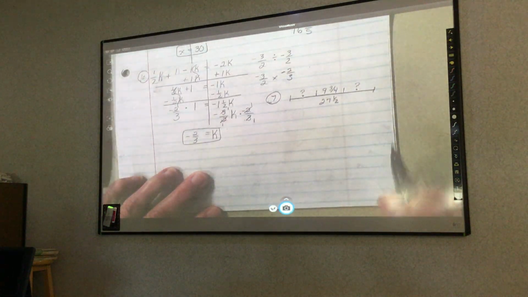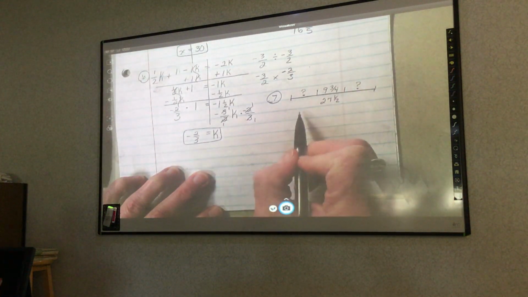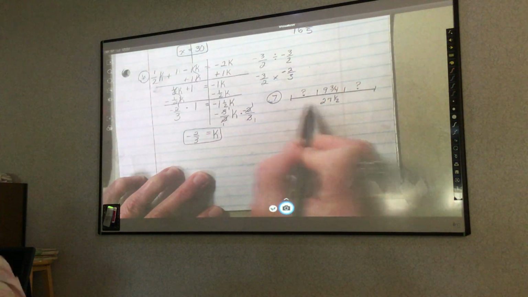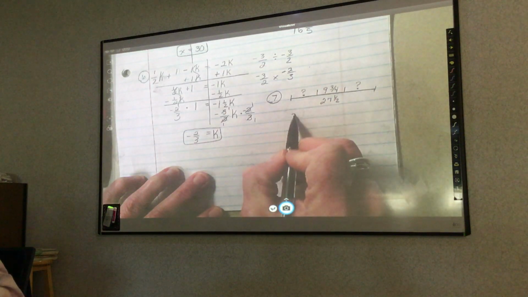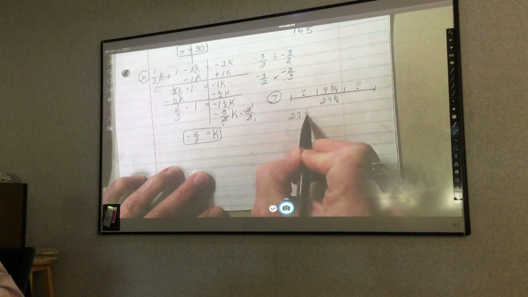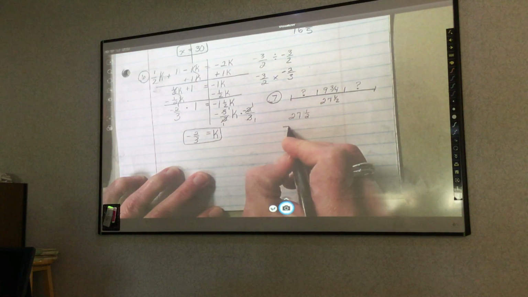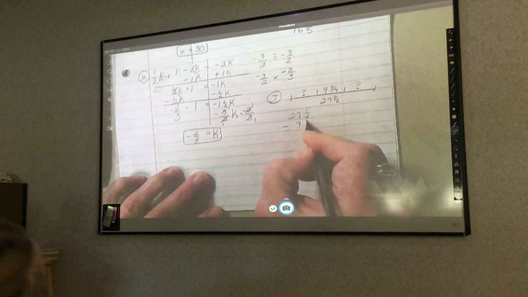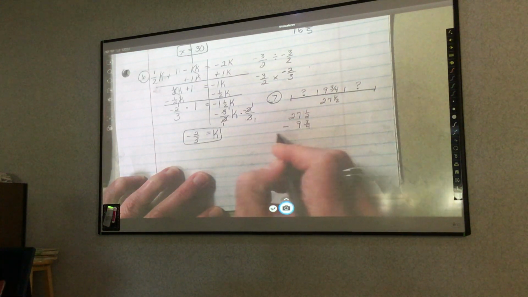So I'm asking what is here and here, and I want them to be the same measurement. Oh, we did this last time. So what I'm going to do is I'm going to take my full-size door, 27.5, and I'm going to subtract 9 3/4.